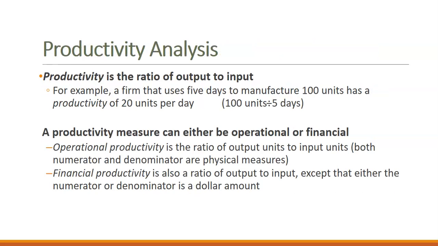When we are analyzing productivity, productivity is the ratio of output to input. We can look at operational productivity or financial productivity. Operational productivity is physical measures of output, whereas financial productivity has a financial component to it. So there's a dollar amount that we're measuring.